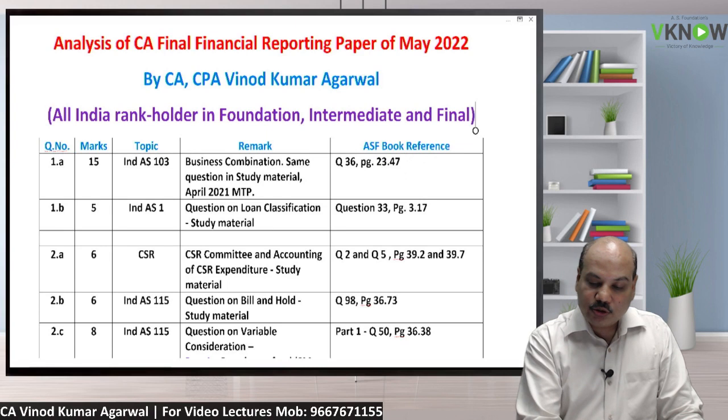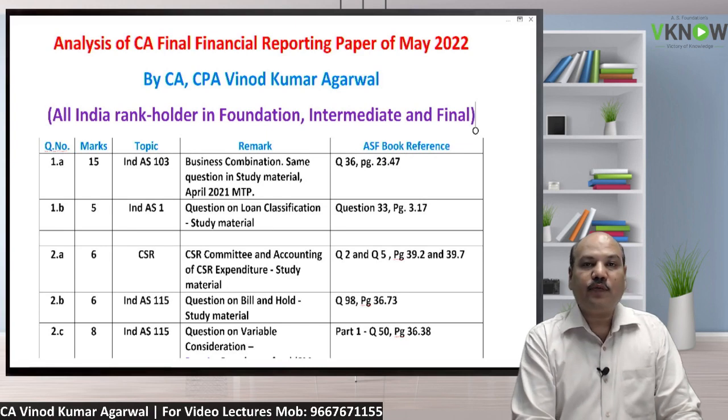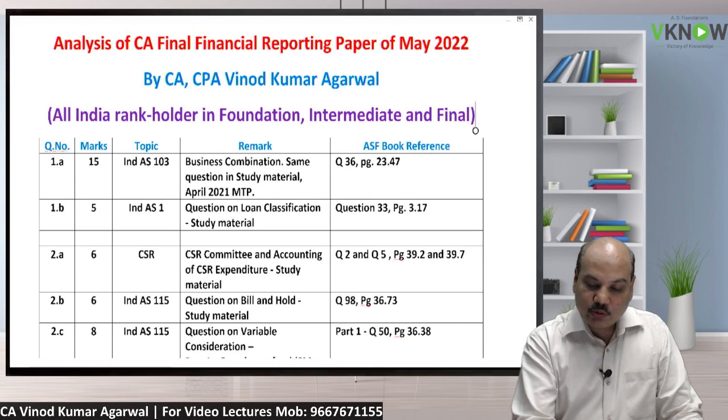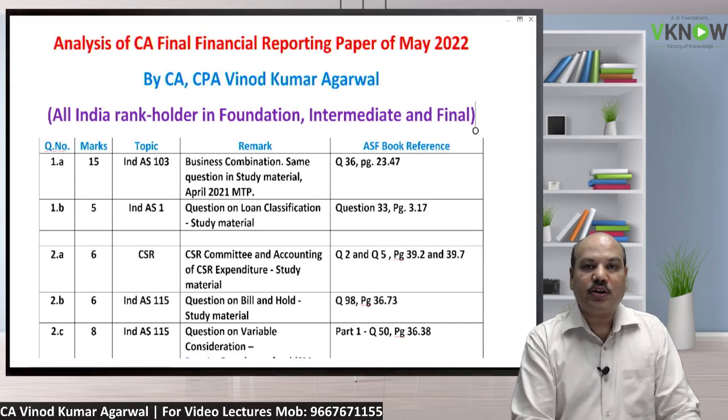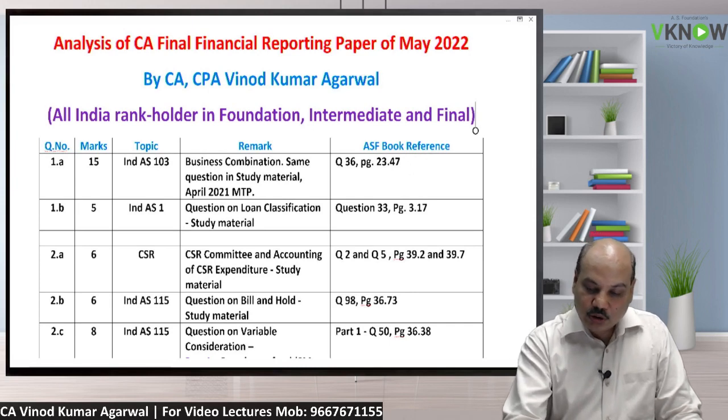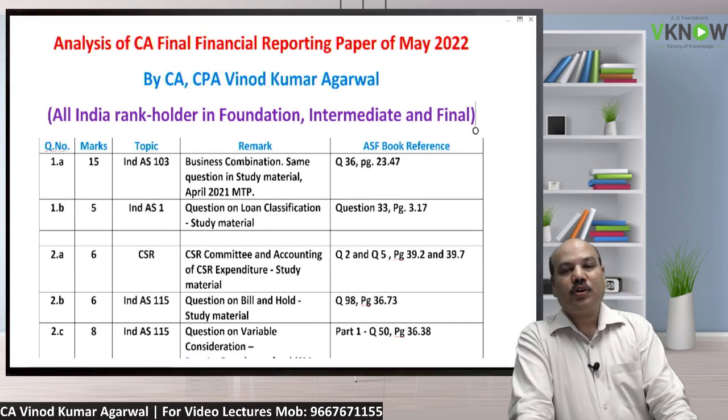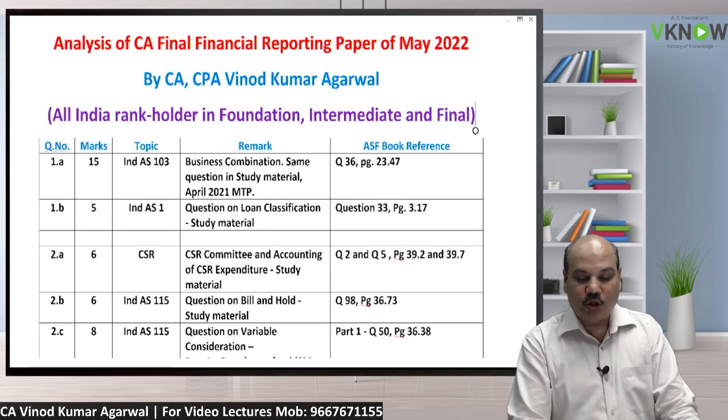Question number 6B for 5 marks was based on Ind AS 32, and here it was a very simple question on accounting for loan using effective interest rate method. A similar question with different figures is there in the study material, and we have also covered the same question in our class note, question number 23.